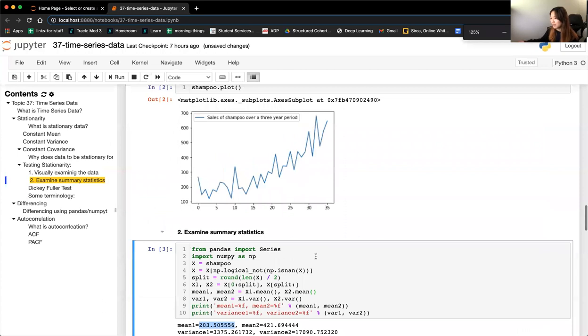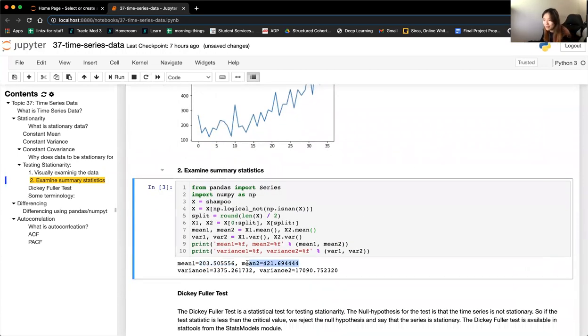Sorry, let me make this a little bit bigger. In the second half, the mean's around 400, so that's already a violation of stationarity. And the variance, you can see, is about 3,300 at the start and 17,000 at the end. So obviously, we don't have a stationary data set here.